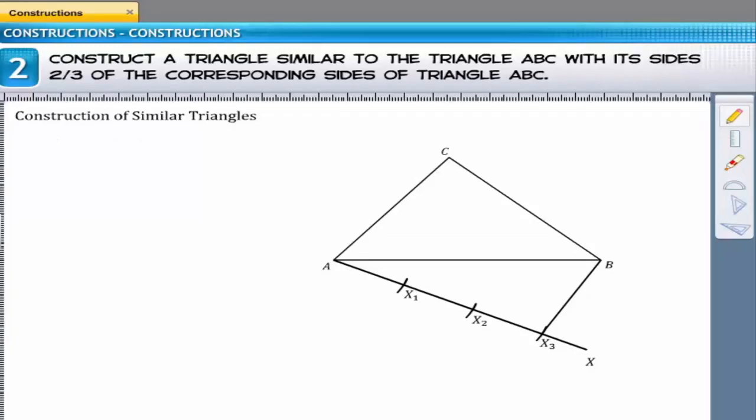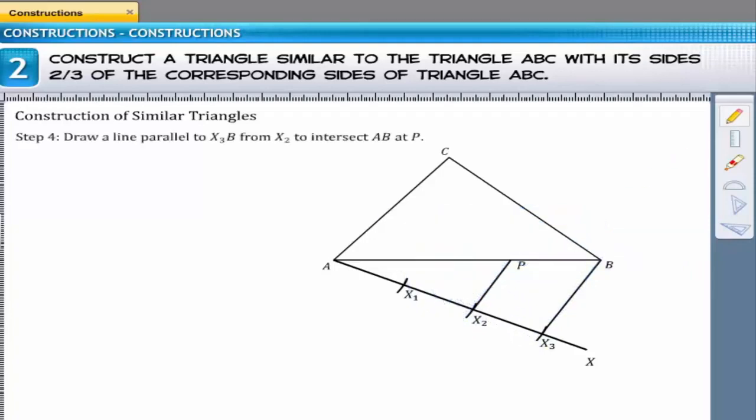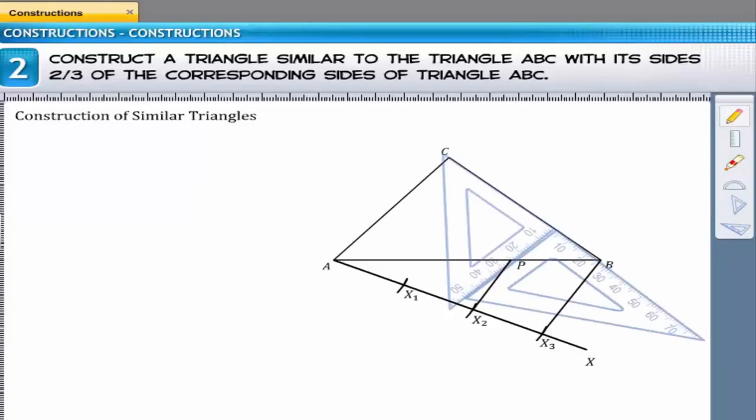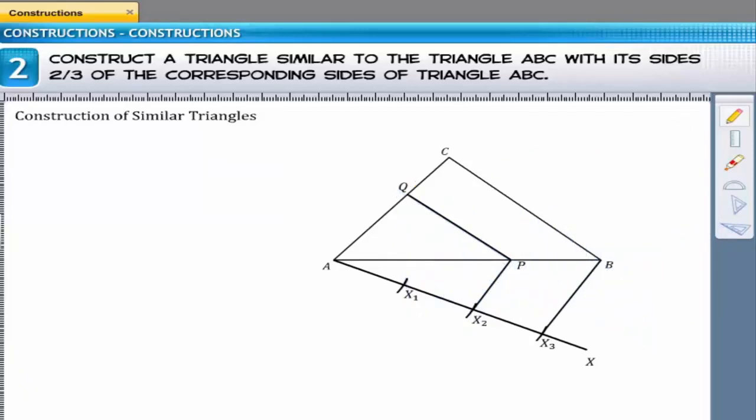Now, locate the smaller value in the given scale factor 2 by 3. It is 2. So as step 4, draw a line parallel to x3B from the point x2 to intersect AB at point P. Finally, as step 5, draw a line parallel to side BC at P to intersect side AC at Q. Triangle APQ is similar to the given triangle ABC, and its sides are 2 by 3 of the corresponding sides of the triangle ABC. Thus, APQ is the required triangle.